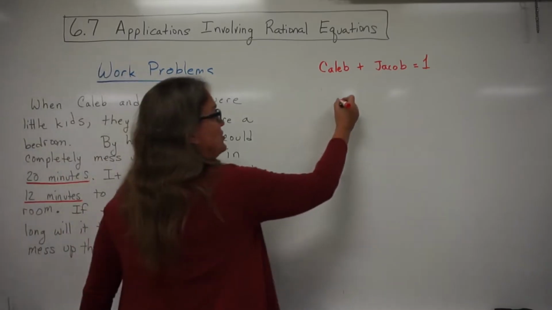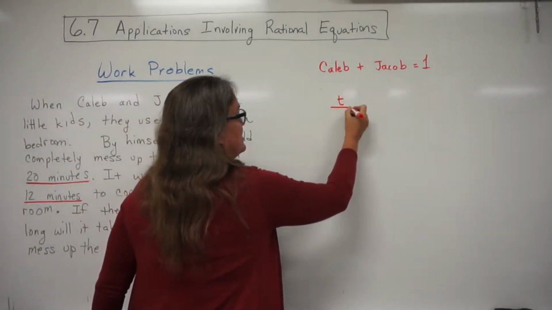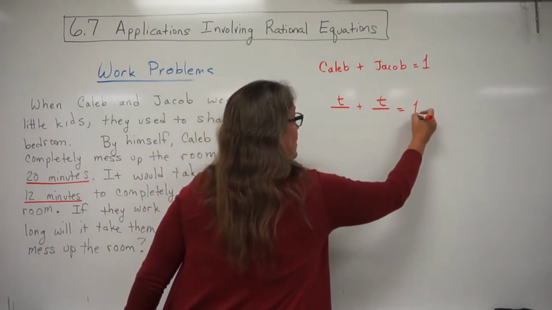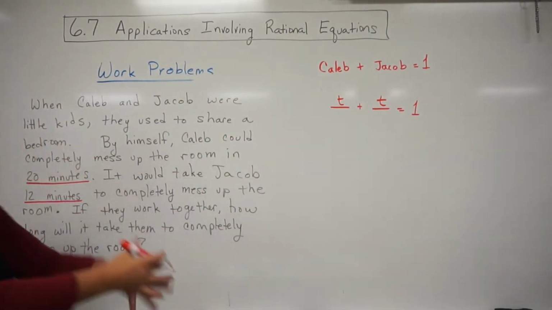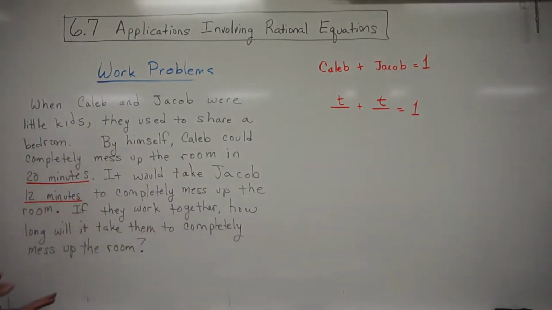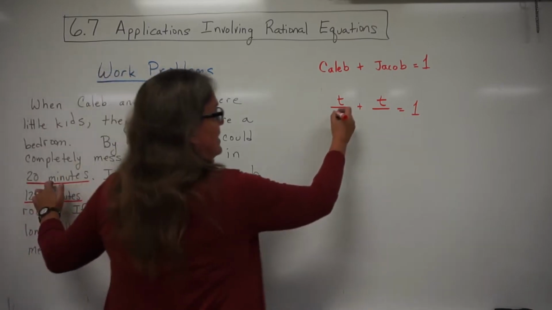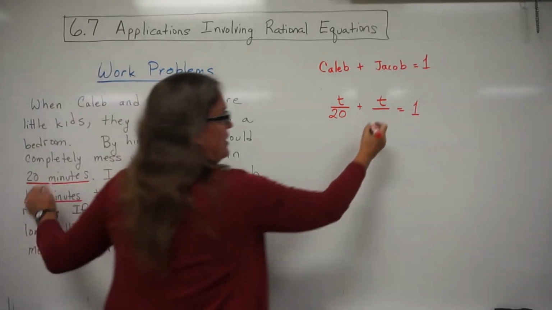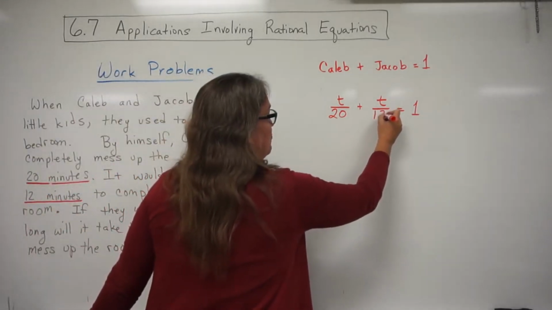I don't know how much time it's going to take them. That's my variable. But that's going to be how long each of them is working. They're working together. They started at the same time, and they're going to keep working until it's a total mess. On the bottom, we need how much time it would take each of them individually. Well, it takes Caleb 20 minutes all by himself, and it takes Jacob 12 minutes.